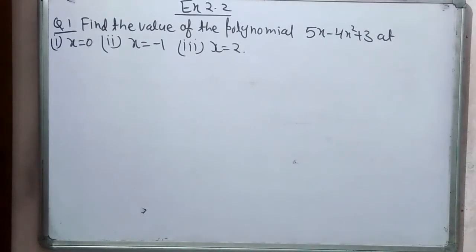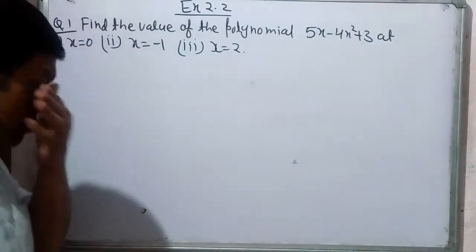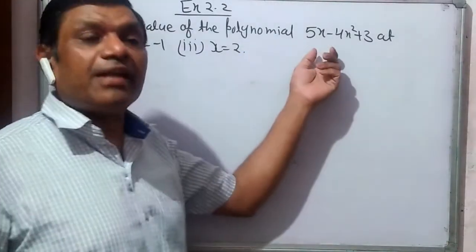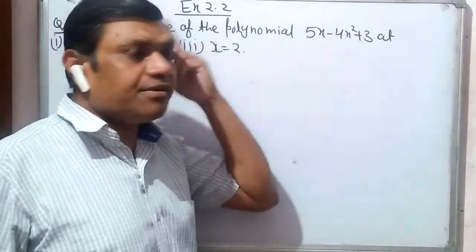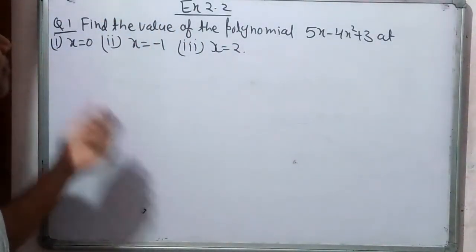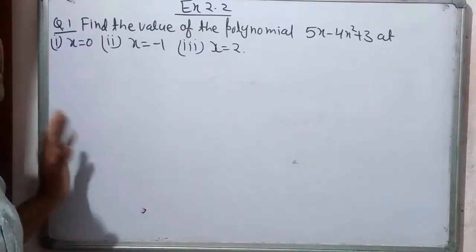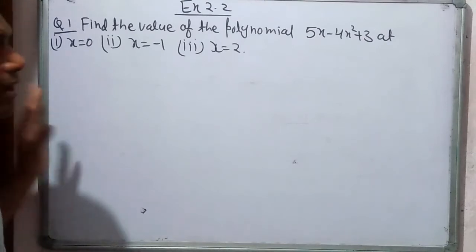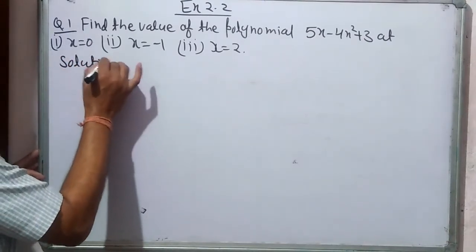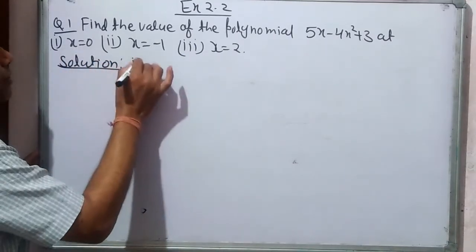Dear students, now we have the exercise 2.2 in which the first question given to us is find the value of the polynomial 5x minus 4x square plus 3 at, first we have to find at x equals 0, then we have to find at x equals minus 1, and then we have to find at x equals 2. Let us do the first part. What is the first part? We have to find at x equals 0.